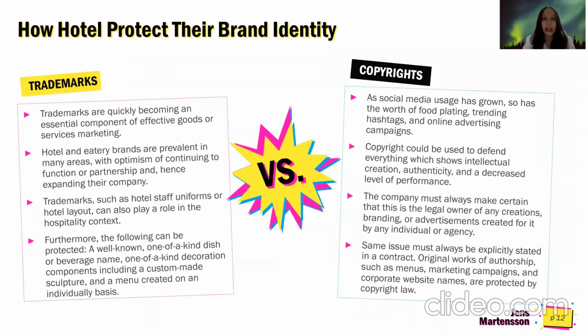How do hotels protect their brand identity? First, they can use trademarks. Trademarks are quickly becoming an essential component of effective goods or service marketing. Hotel and eatery brands are prevalent in many areas, with optimism of continuing to function or partner and hence expanding their company. Trademarks such as hotel staff uniforms or hotel layout can also play a role in the hospitality context.